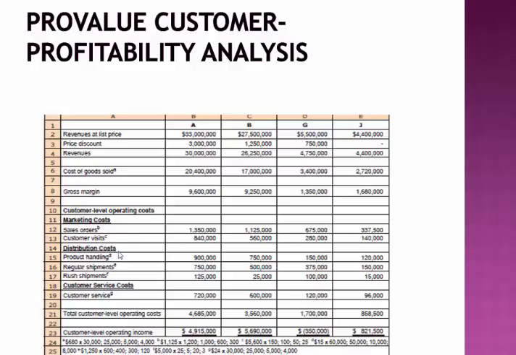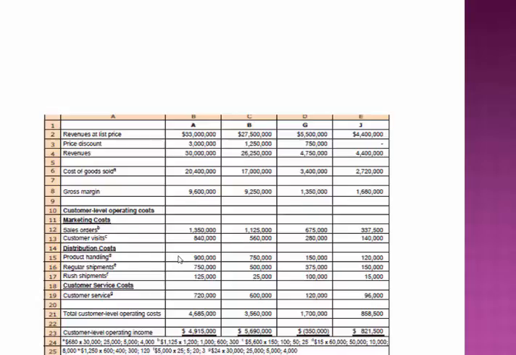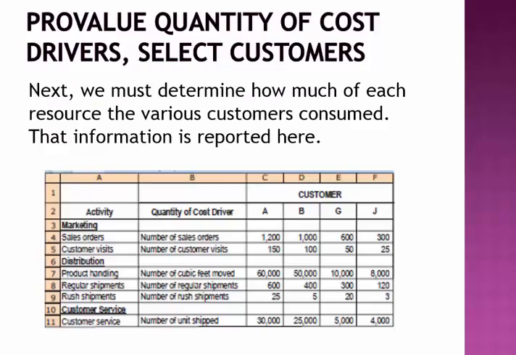Now we've got our distribution cost. Product handling. We said we were going to base that on the number of cubic feet moved. Again, we would say how many units did we sell, how many cubic feet per unit sold equals a total number of cubic feet that was sold to that customer. 60,000 moved for A, 50,000 for B, 10,000 for G, 8,000 for J.